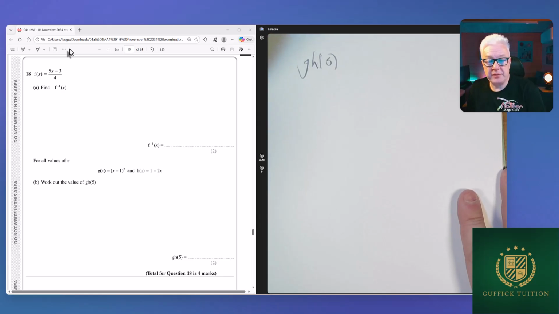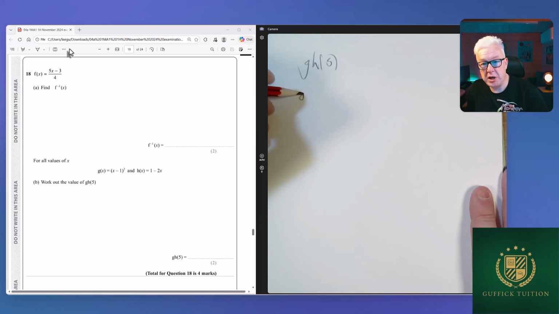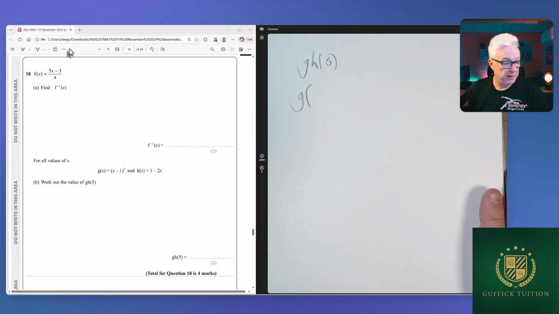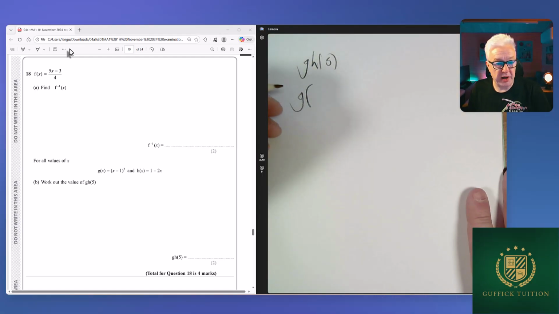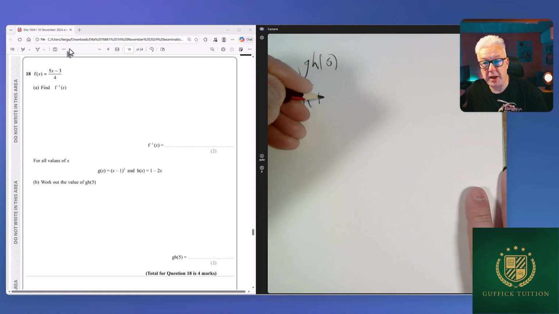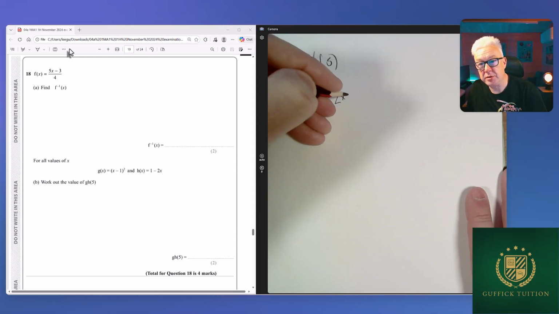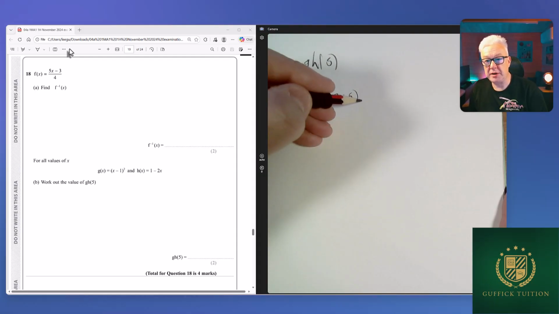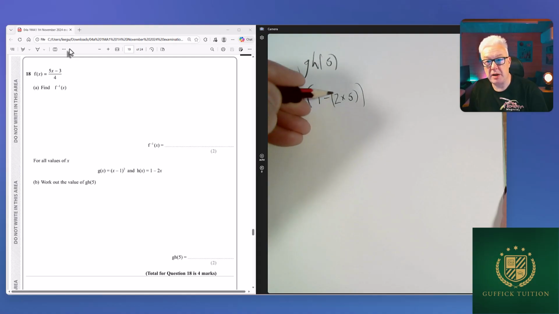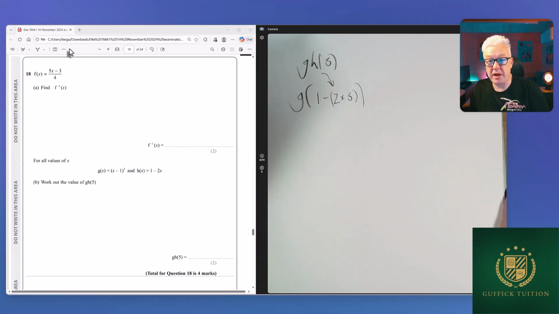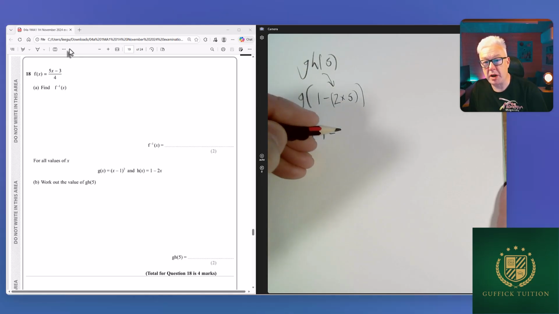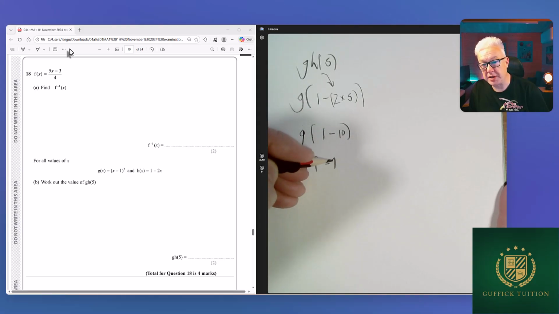Okay, so first of all we need to work out g of h of 5. Now how do we work out h of 5? So h of 5 is going to be h of x with a 5 in there. So 1 minus 2 times 5. So all I've done is I've written inside the brackets the function h of x, but with a 5 in place of x. So we just evaluate that. So that's going to be 1 minus 2 times 5, which is 1 minus 10. So it's going to be g of minus 9.